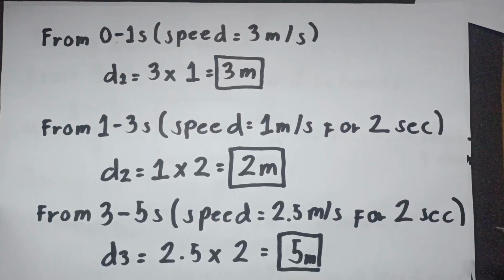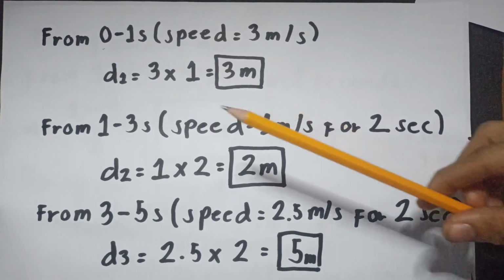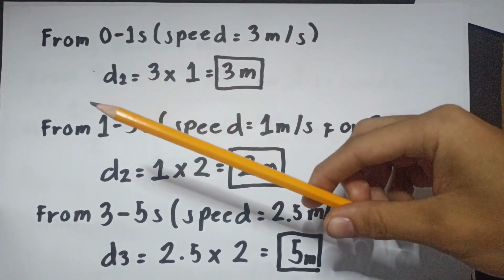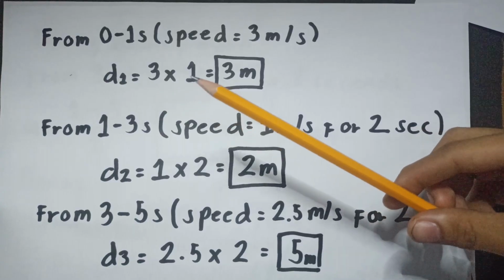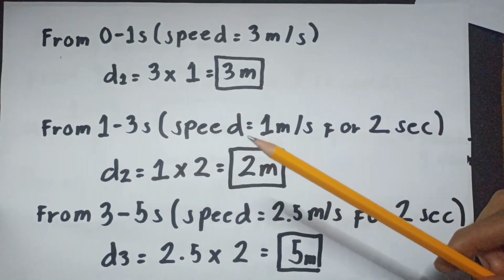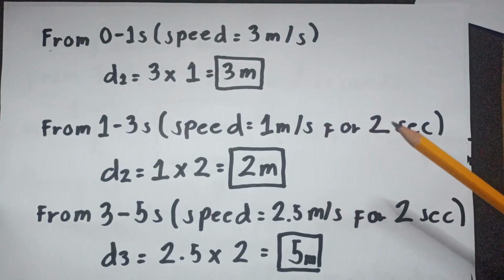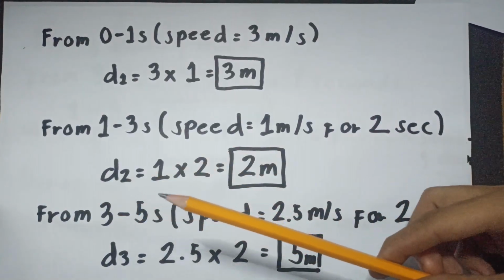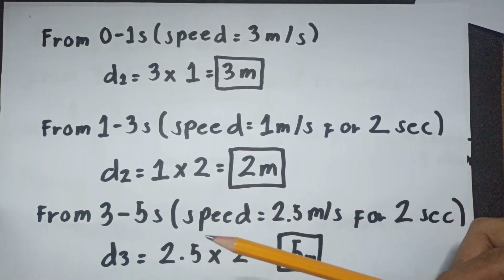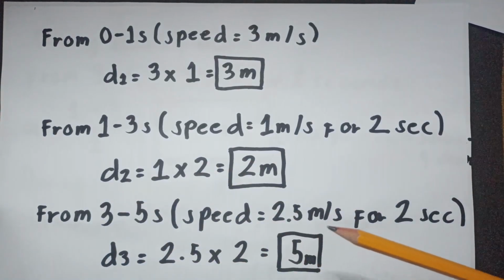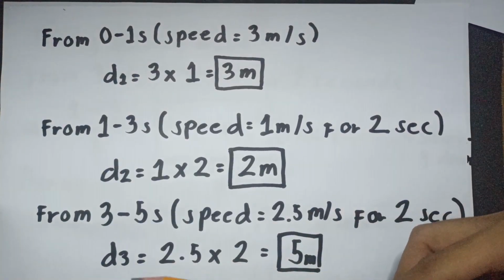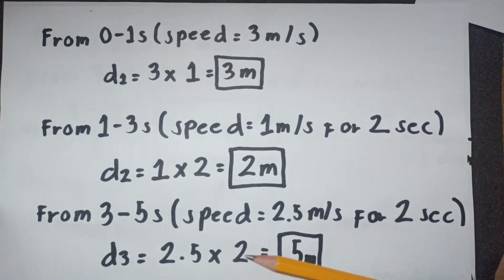So let's compute each time travel. From 0 to 1 second, speed is equal to 3 meters per second. So d sub 1 is equal to 3 times 1, which is 3 meters. From 1 to 3 seconds, speed is equal to 1 meter per second for 2 seconds. So d sub 2 is equal to 1 times 2, which is 2 meters. From 3 to 5 seconds, speed is equal to 2.5 meters per second for 2 seconds. So d sub 3 is equal to 2.5 times 2, which is 5 meters.